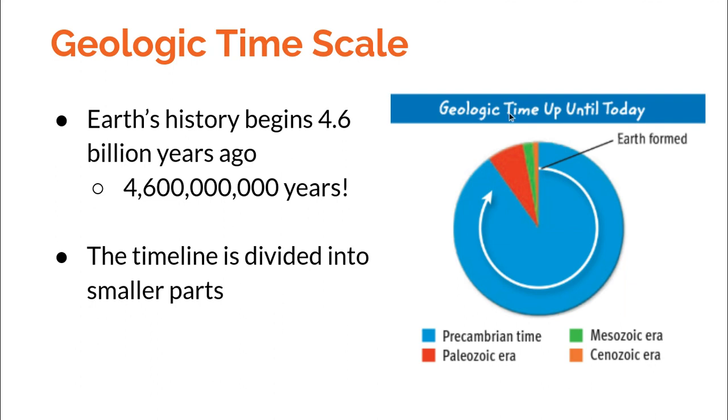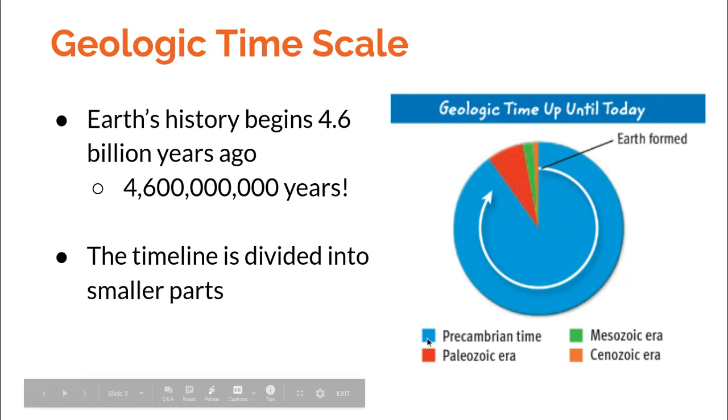So I really like this picture over here. It says geologic time up till today. This picture is in your book, so definitely take a look at it. What I like is that it represents the whole history of Earth, all 4.6 billion years, in a pie chart. When we break down Earth's history, we're going to be talking about 4 smaller parts and then what happened on Earth during those smaller parts.